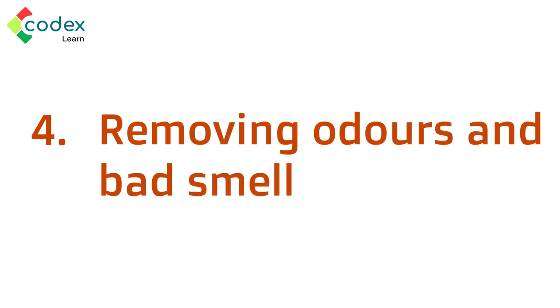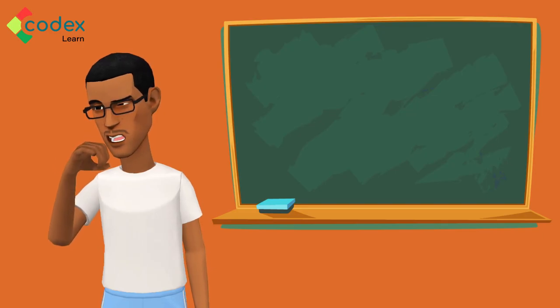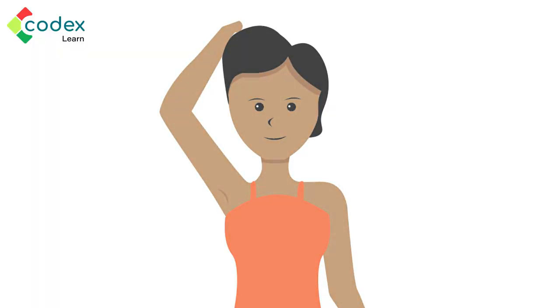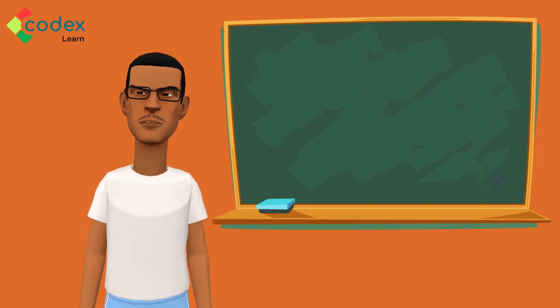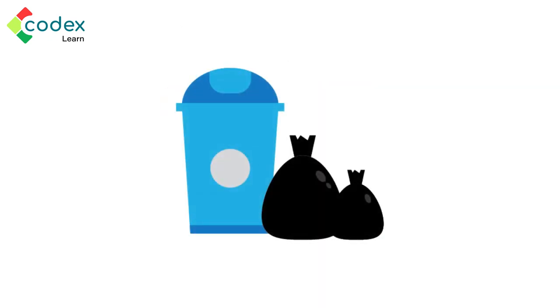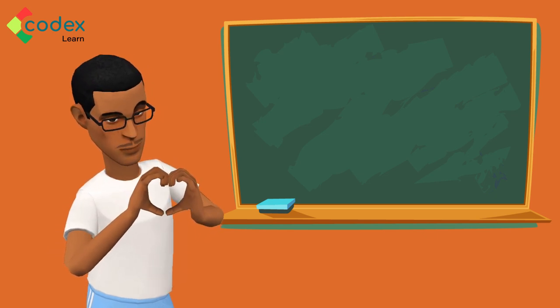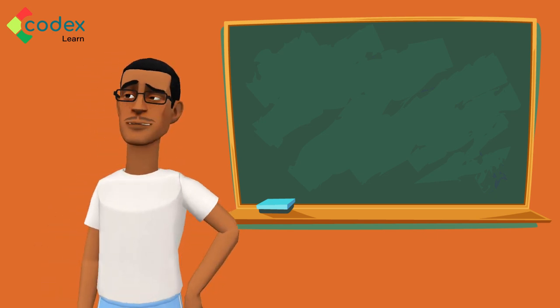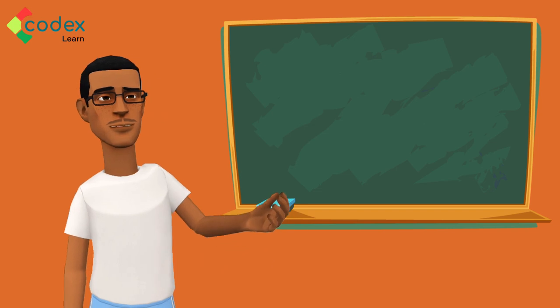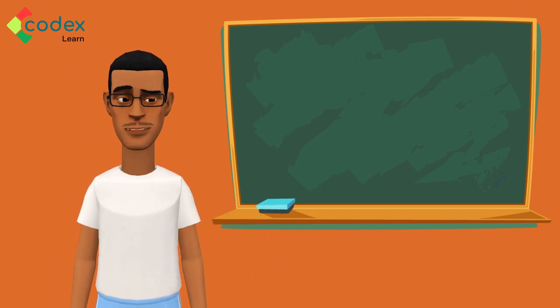4. Removing odors and bad smell. Soaps are not only useful for removing odors from the armpits, but they can be used to remove bad and uncomfortable smell from closets, suitcases, bins, and shoes. You could place a pack of nicely smelling soap wrapped in light fabric in your closet, shoes, suitcases, and bin. This will keep them smelling fresh and clean.